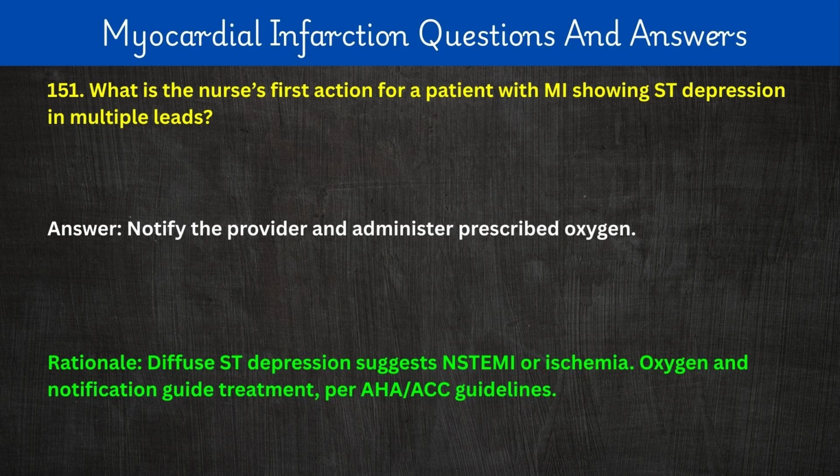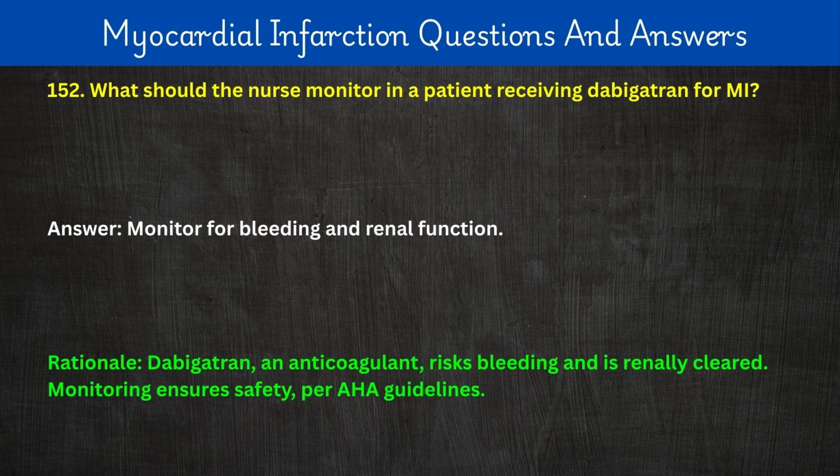151. What is the nurse's first action for a patient with MI showing ST depression in multiple leads? Answer: notify the provider and administer prescribed oxygen. Rationale: diffuse ST depression suggests STEMI or ischemia. Oxygen and notification guide treatment, per AHA/ACC guidelines.